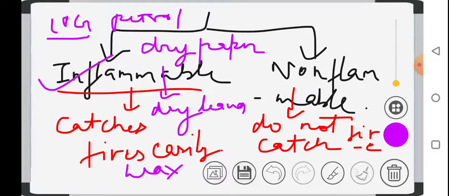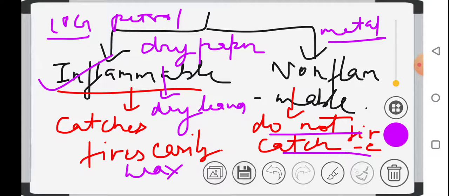Inflammable substances. Now what are non-flammable substances? Non-flammable substances are those substances that do not catch fire easily. Like metals. If you take any piece of metal to a fire, it will not immediately catch fire, in comparison to kerosene or dry paper or dry leaves. If you hold that metal piece for some time, it will warm up, but it will not catch fire immediately. So examples of non-flammable are metal, stone.